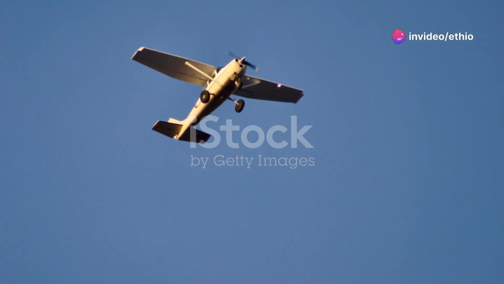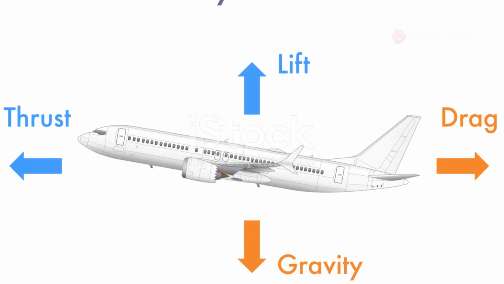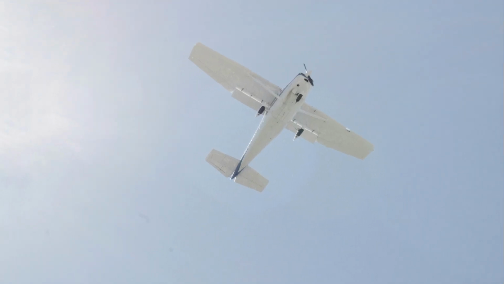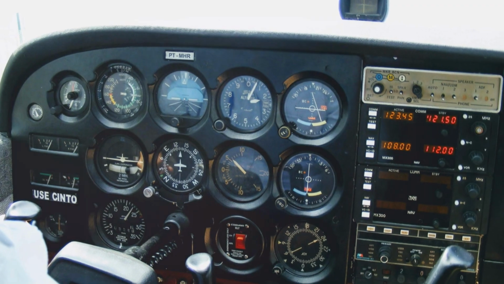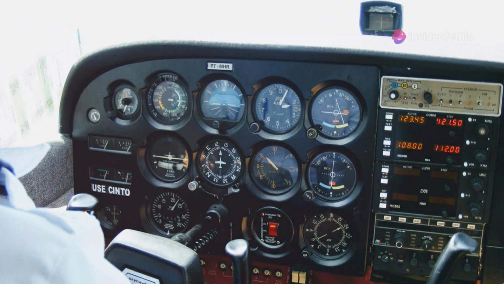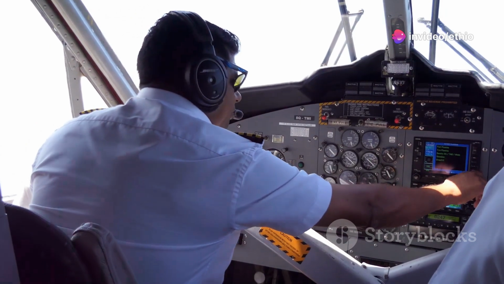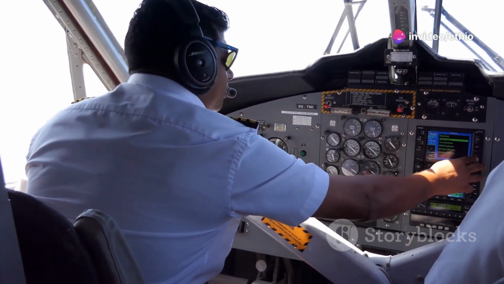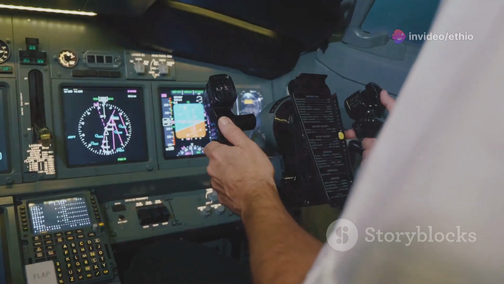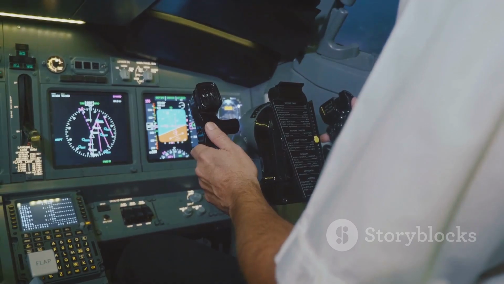Have you ever looked up at an airplane and wondered how it stays in the air? It's like magic, but it's really science. Today we'll learn how airplanes fly by looking at a popular model, the Cessna 172. The Cessna 172 is a small single-engine plane that many pilots learn to fly in. It's a great example to understand the forces that allow airplanes to soar through the sky.